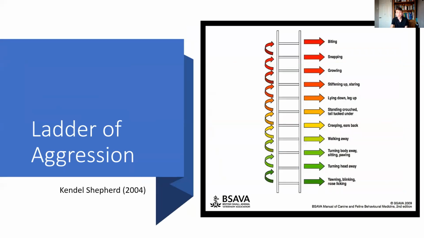So very similar to that is a really good resource developed by Kendall Shepherd called the Ladder of Aggression. It carefully takes you through all those specific signs of aggression, starting from yawning, blinking, nose licking, to eventually progressing to things like snapping and biting. So that's a really good one. You can download that online if you just search the Ladder of Aggression. It's a really good one to have and use.